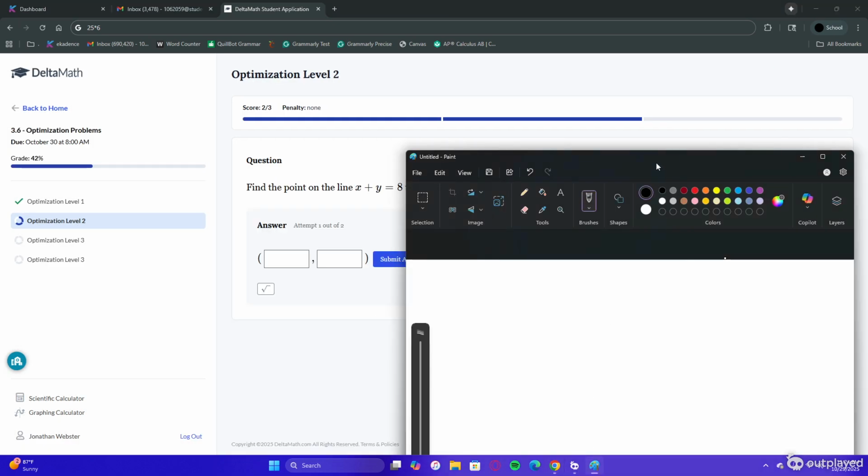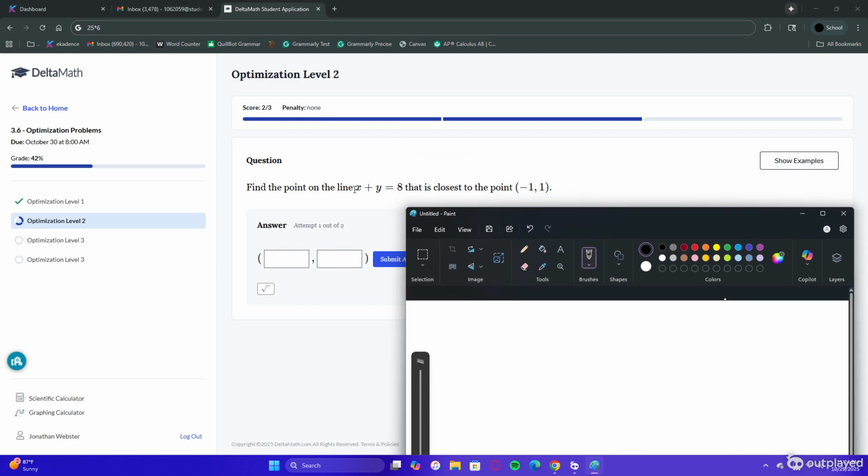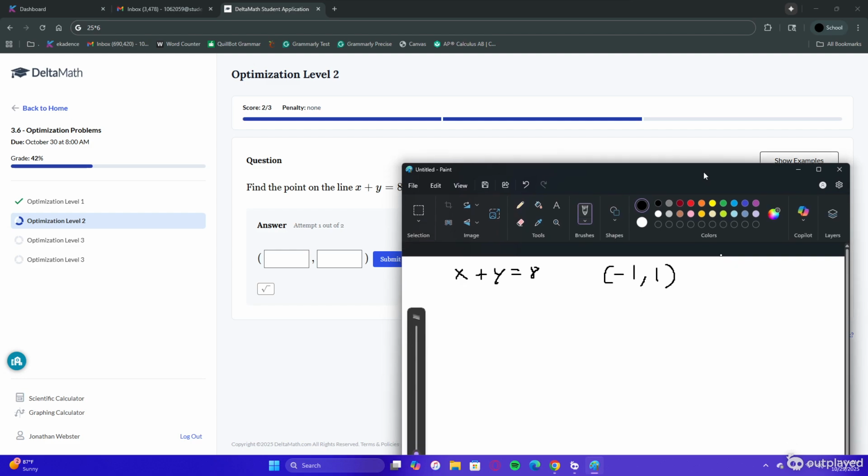Again, another problem. A point on the line x plus y equals 8, and we have to find a point closest to (negative 1, 1). So first, let's get y by itself. y would equal 8 minus x. And we're trying to find (x, y) closest to (negative 1, 1). And this is x2, this is x1, this is y2, and this is y1.